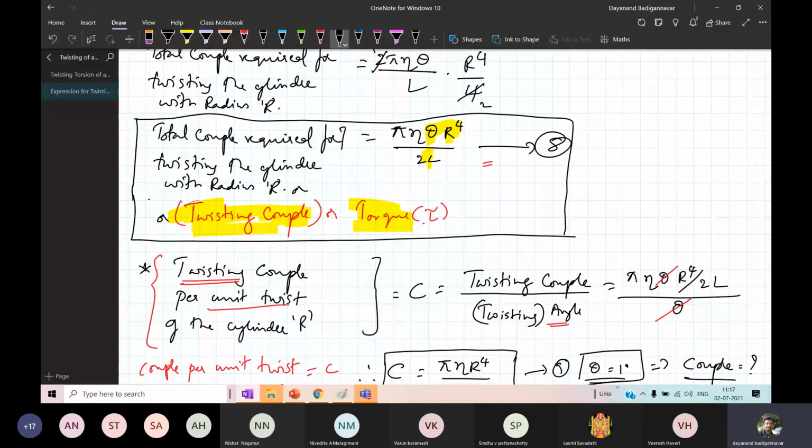The total couple required for twisting the cylinder with radius r is equal to the twisting couple or torque, all the same. Here it is given by tau equal to pi eta theta r raised to 4 divided by 2l. This is the formula you have to consider. Remember this formula: couple, twisting couple, torque or moment of force all mean the same. So go to the problem and write the formula.